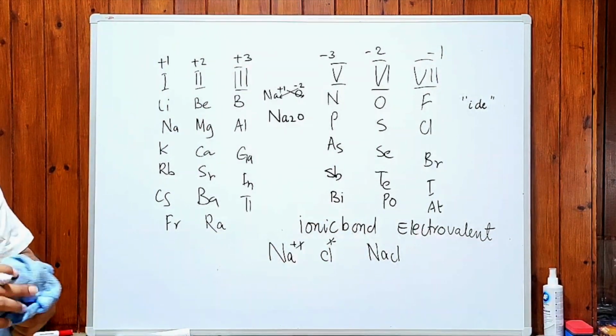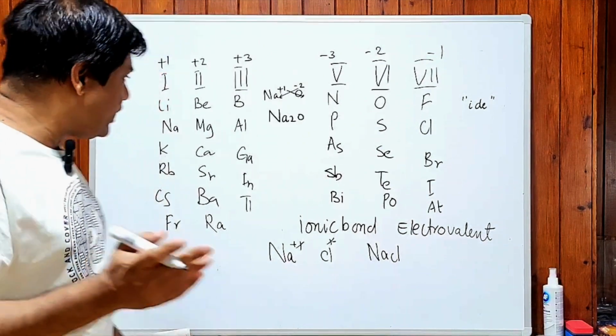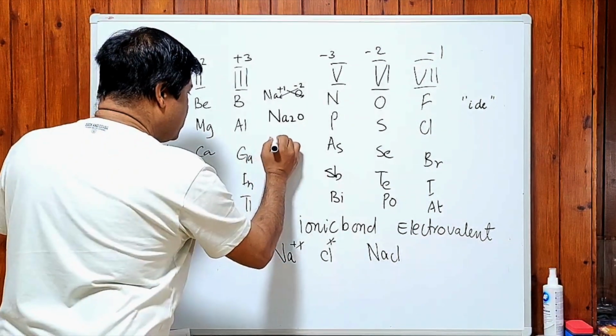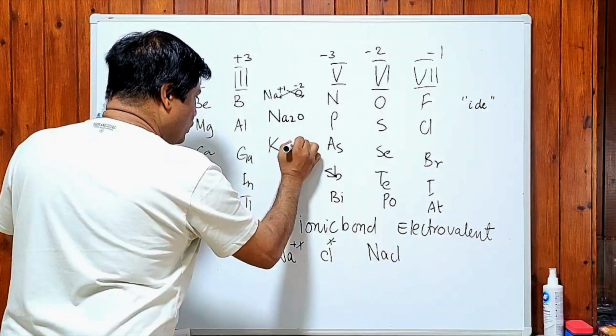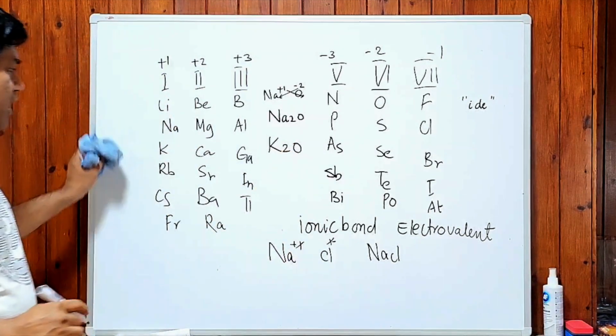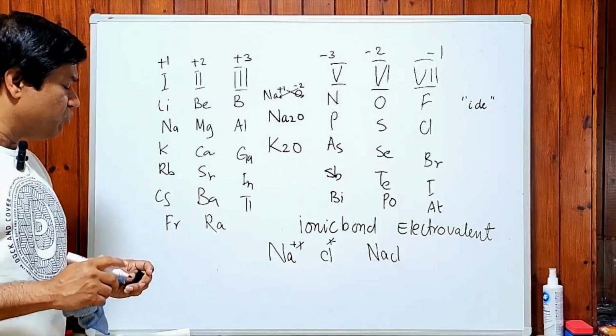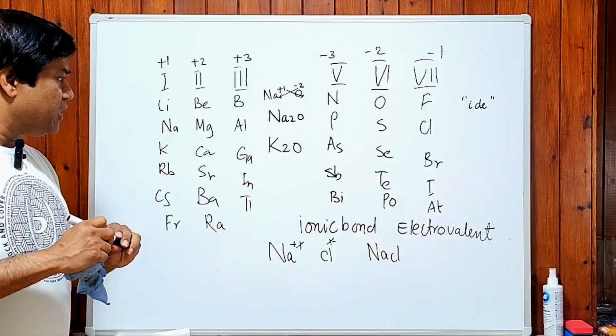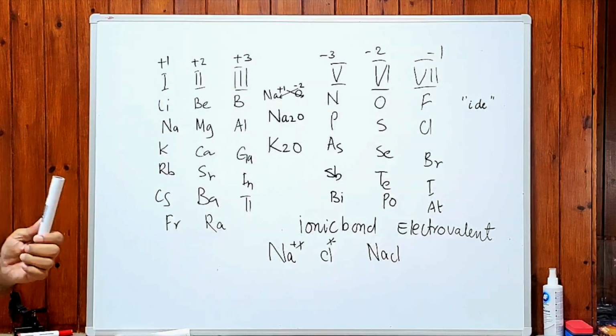Group 1, take sodium, potassium. So what would be the chemical formula of potassium oxide? Easy. K2O. I showed you the technique of how to write the formula of a chemical compound having an ionic bond.